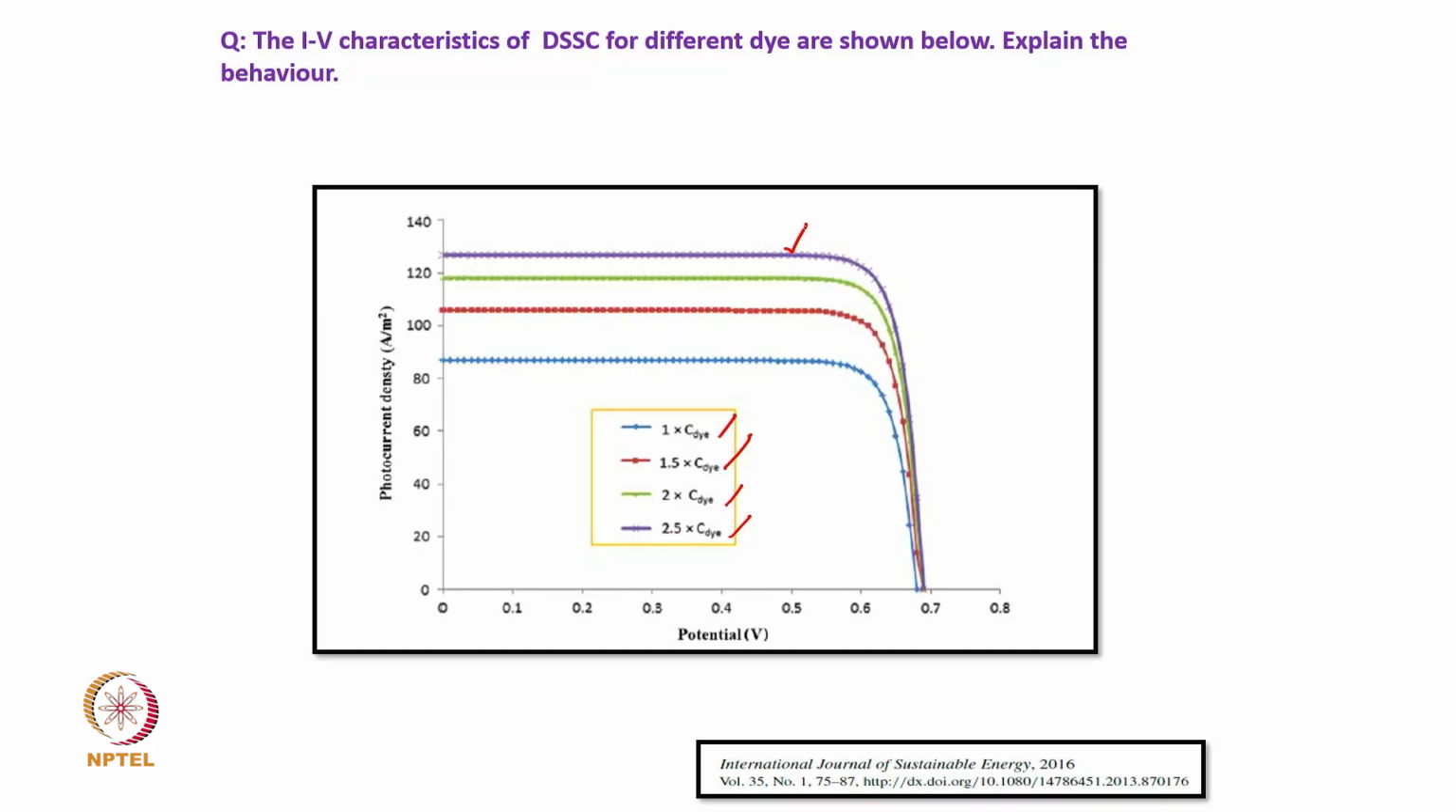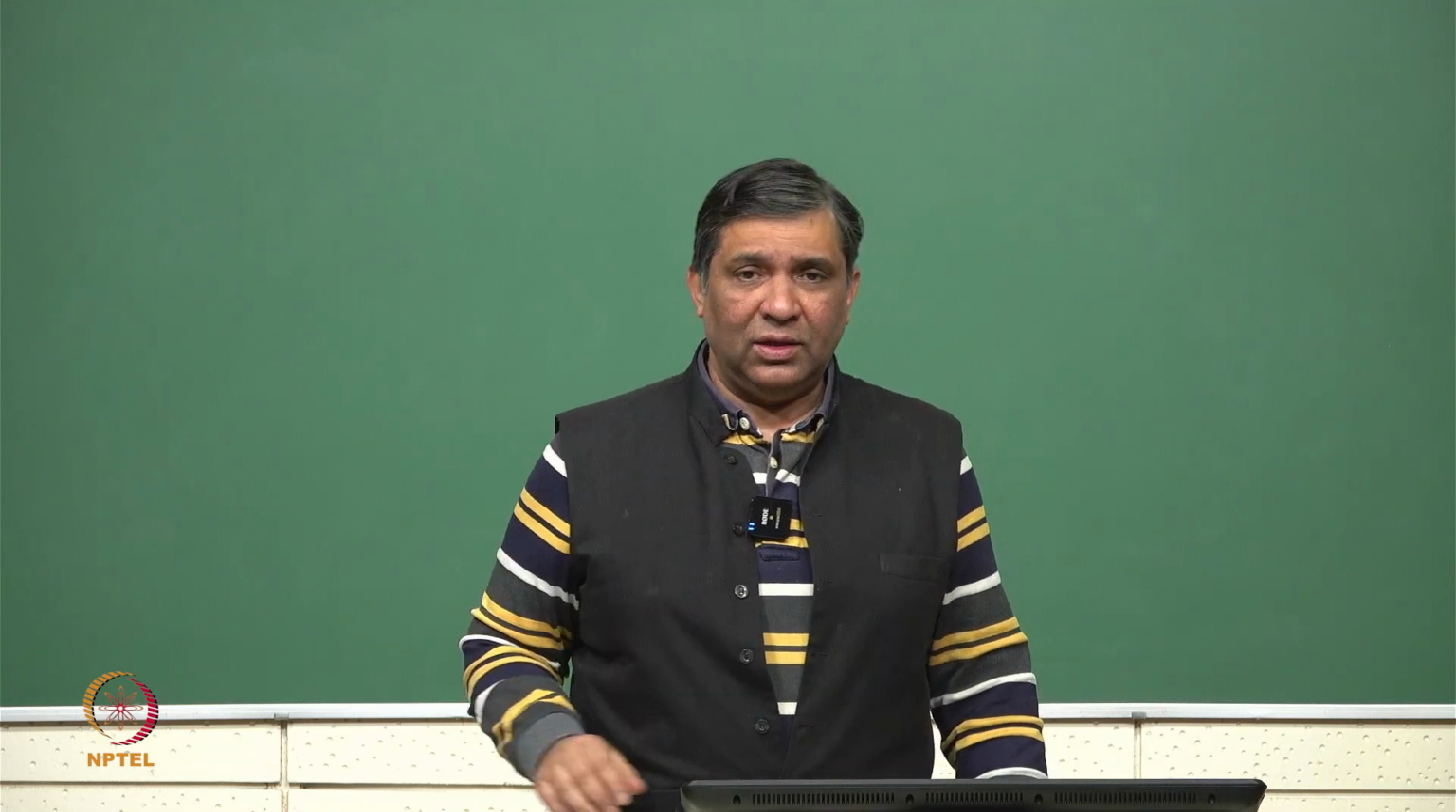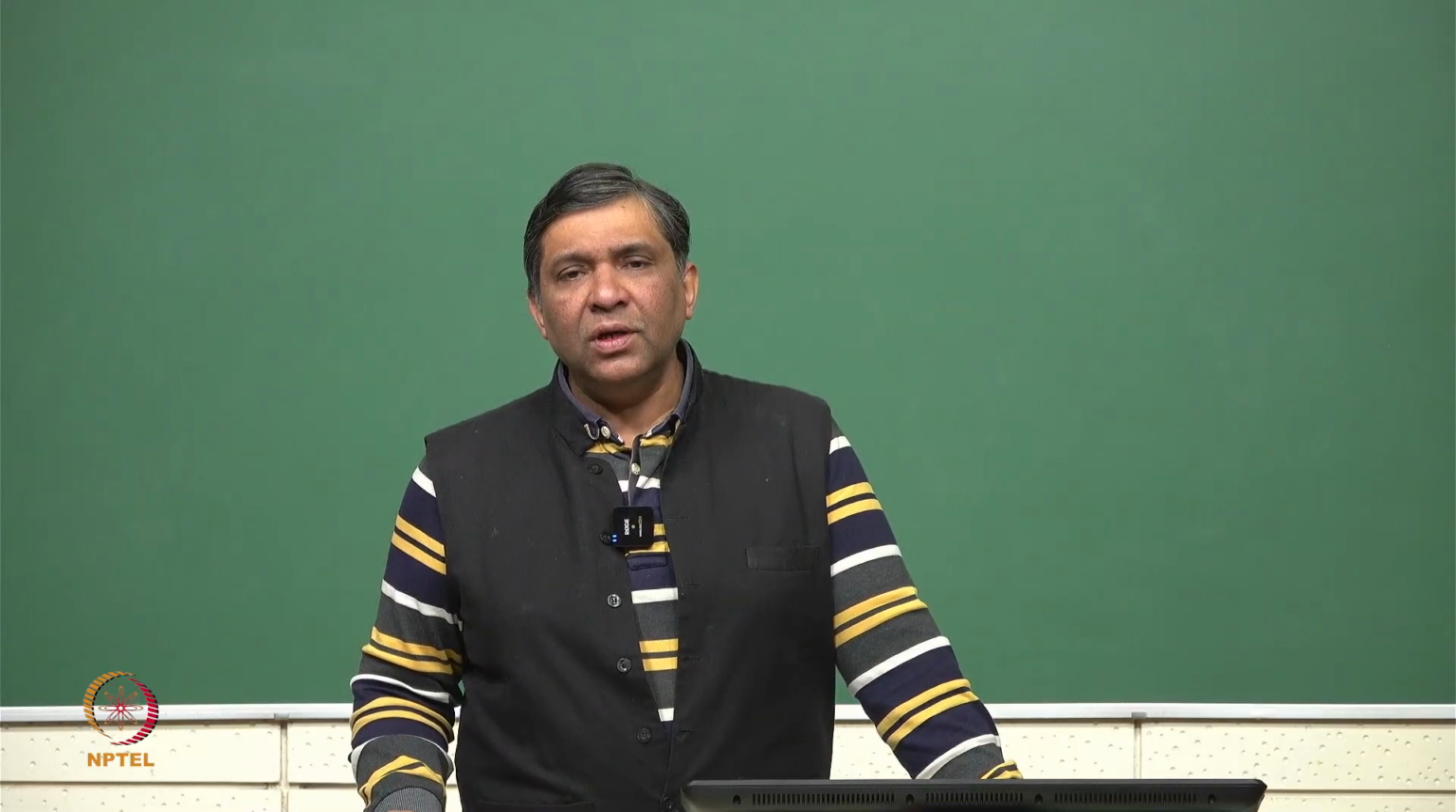This is the maximum where the dye uptake is maximum, and again you see that the short circuit current density is very high. Here it is almost 130 ampere per meter square. Okay. And then when we come to 1 times C dye, it is approximately 82 to 83 ampere per meter square. So, this is a significant reduction in current density when the dye uptake in the DSSC is reduced.